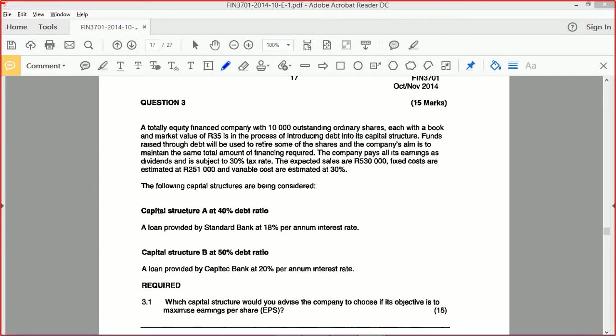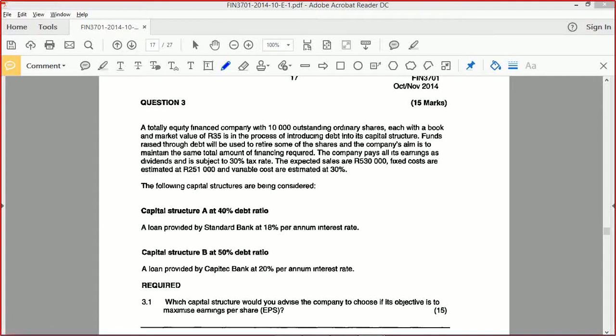Sorry, hold on. Variable cost is 30% of the sales. You know what I did? I used 350 at first. I swapped it around. I did 350 instead of... Okay, let me just fix this.